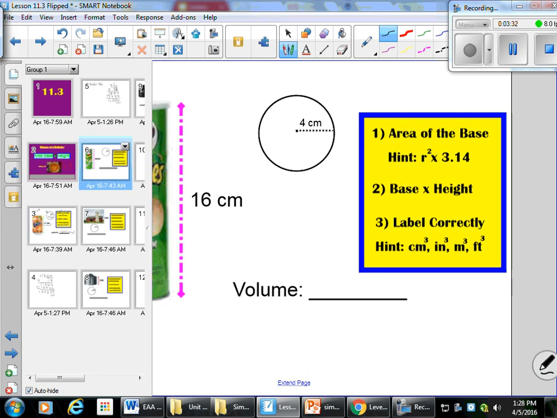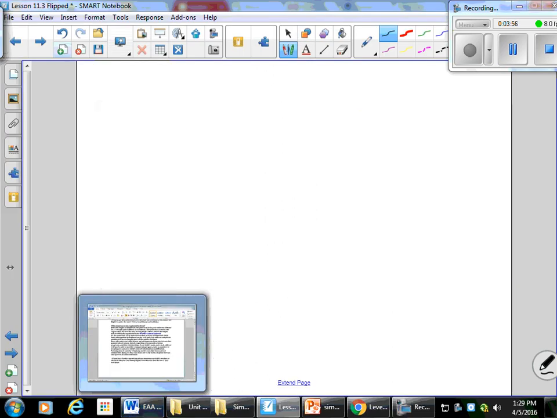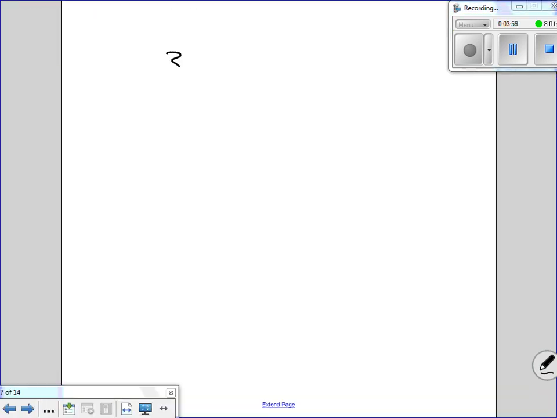A Pringles can. Let's take a look here. First of all, I have to find the area of the base, which is pi times radius squared. Well, in this case I have a 4. 4 times 4 gives me 16. Remember, 4 squared is 16. So I'm going to be going 16 times 3.14 to find the area of the base of that Pringles can.